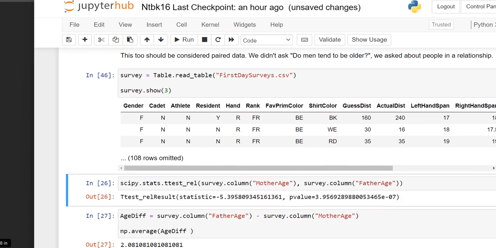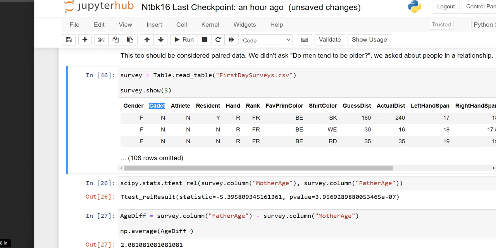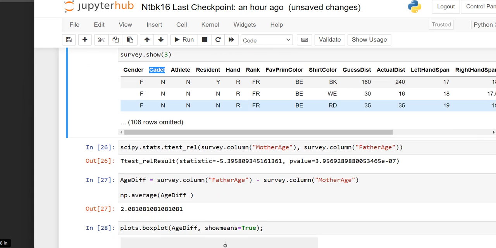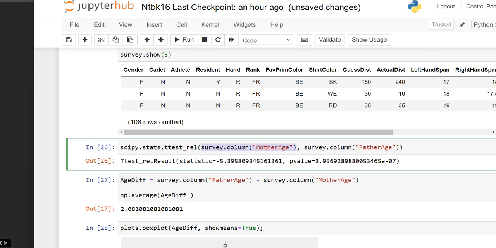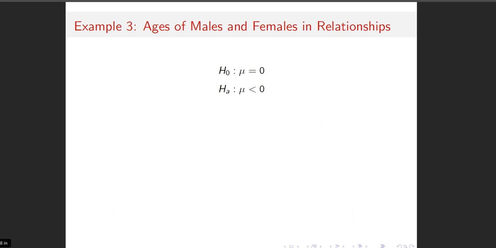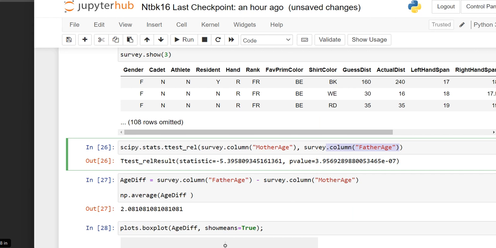So here is the survey, and like I said, everything else you might find at most other universities, but cadet is somewhat indicative of a senior military college. Okay, so look what they do. They go into the survey and they get the column mother age, and they go into the survey and get the column father age. So we have arrays. We're doing mother minus father. Okay, that means that if the fathers are older, right, then that difference will be negative. That's why I chose this one. Although I should have used a not equal to.